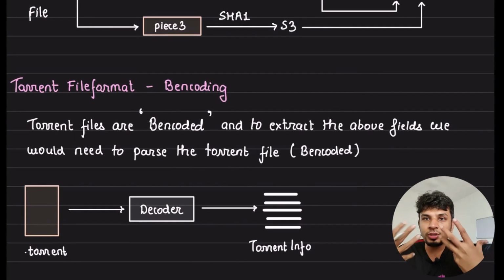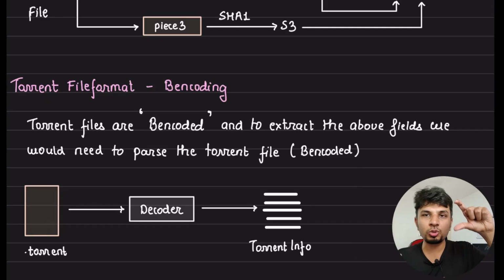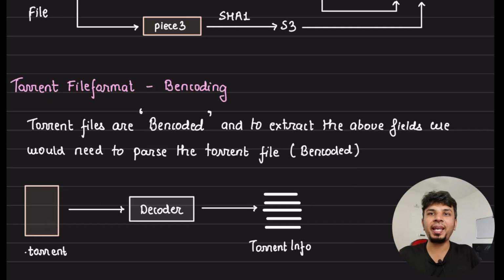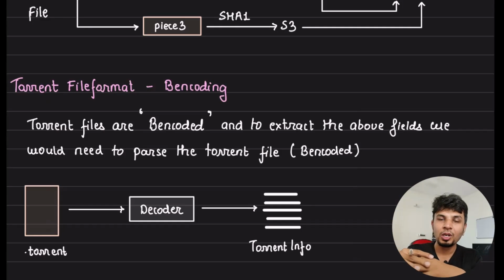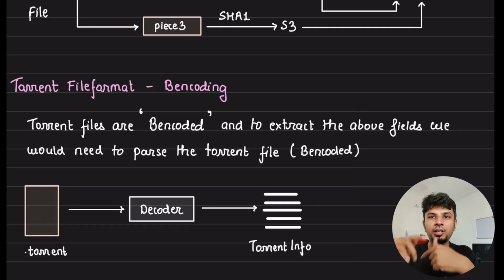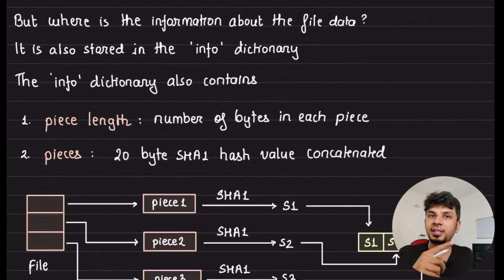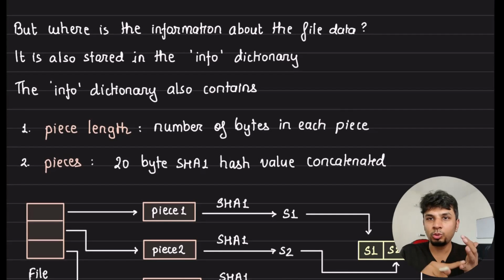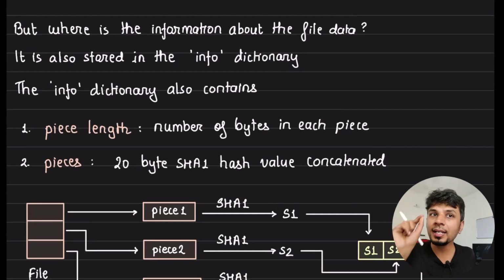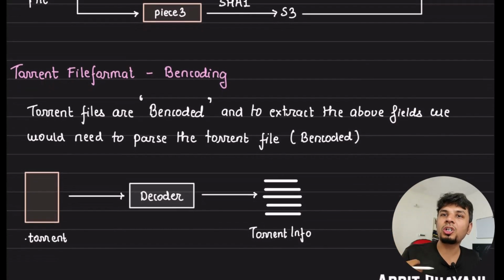But how does it actually store it, or what encoding does it use to create that file? When I say dictionary, it's not JSON. It's something called B-encoding. So all the torrent files that you have are B-encoded. When you download a torrent file and add it to your torrent client to download the actual file, it would first decode the .torrent file and understand the information that we just discussed, like what's the announce URL, what are the pieces, what is the piece length, who created it, and other information. So it would need to read the .torrent file to extract this information.